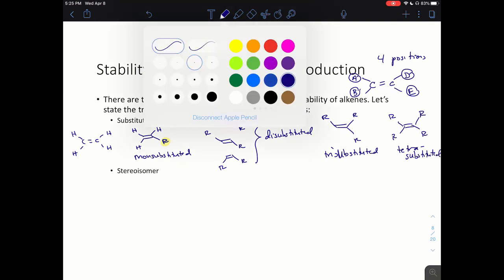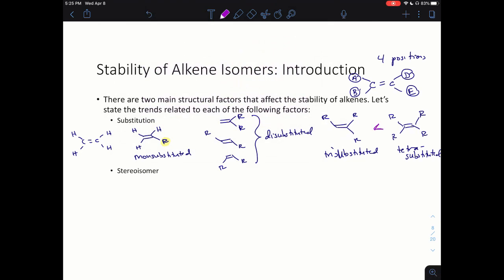So the most stable is the tetrasubstituted. So that's the lowest energy. Then tri, then di, then mono, and then ethylene. So let's just write that out. So we would have the most stable for tetrasubstituted, which means lowest energy. And then for the unsubstituted, or the monosubstituted, these are the least stable alkenes.